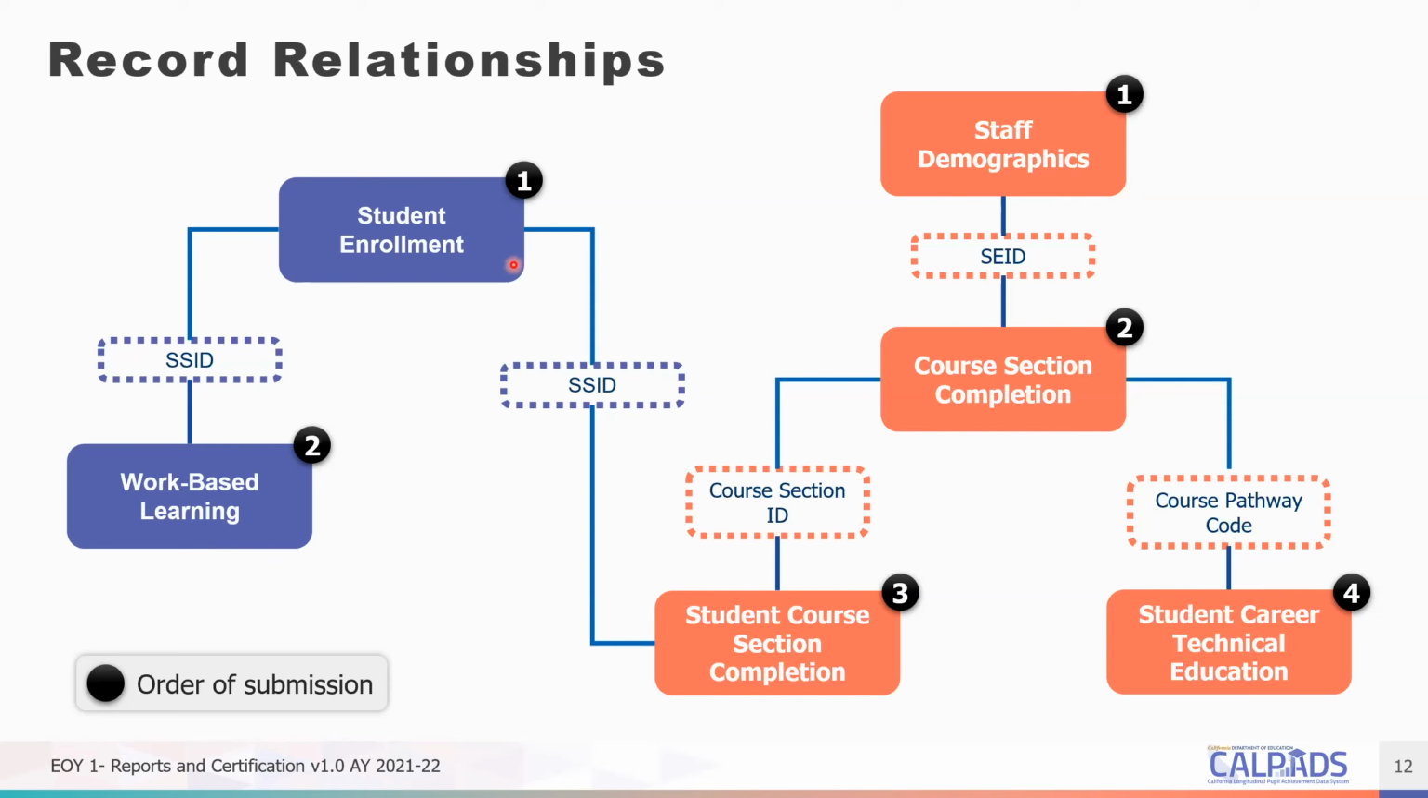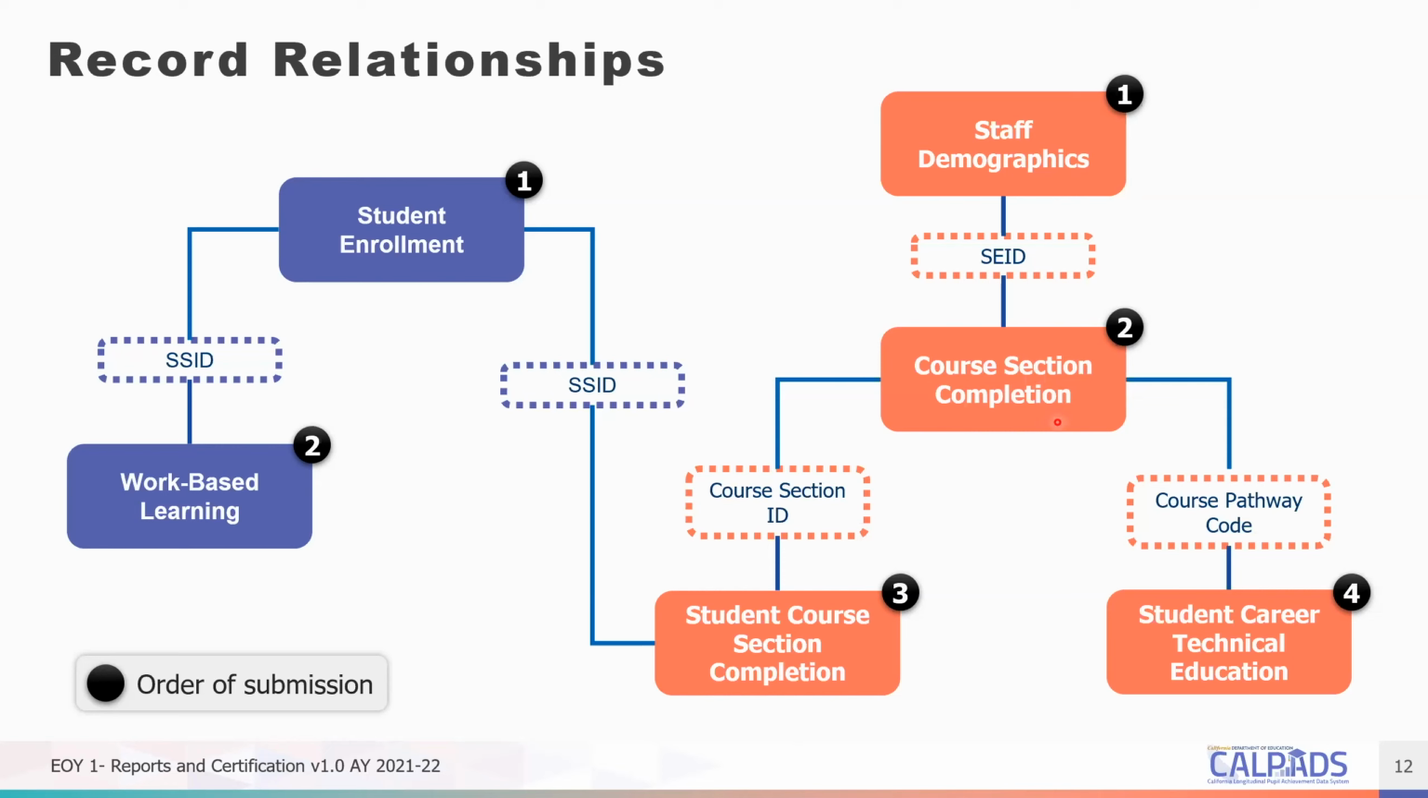And then based on that SSID, you would also be able to associate the student in the course. You would be able to report the student's credits and grades using the student course section completion. Now on this other side, if you have a valid SEED, you can submit the course section completion. You could assign that SEED to the course section completion, right? You would then associate the course section completion with the student course section completion.